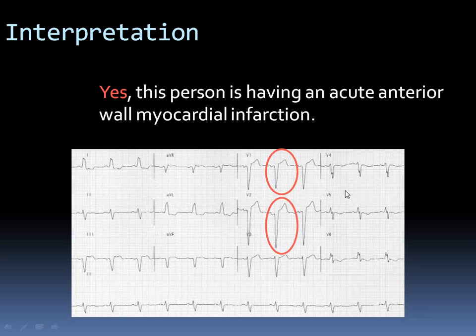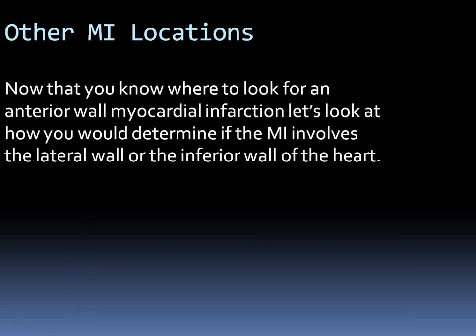And as we discussed before, this is an acute anterior infarction because there is ST elevation in V1, V2, and V3. And these leads lie on top of the anterior part of the heart. Now, there are other MI locations. How do we know if the MI involves the inferior or the lateral wall of the heart? Well, we have to look at the leads that lie directly on top of the inferior or the lateral part of the heart. Which leads are those?